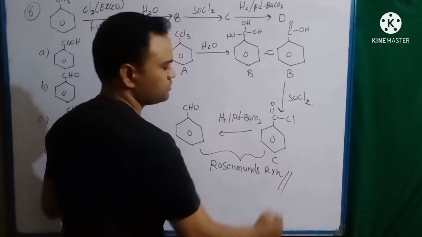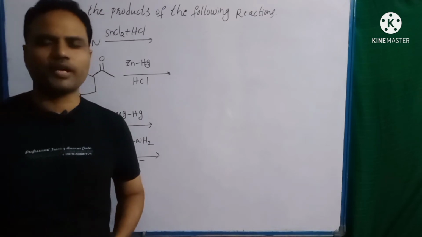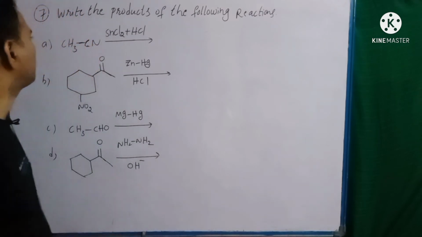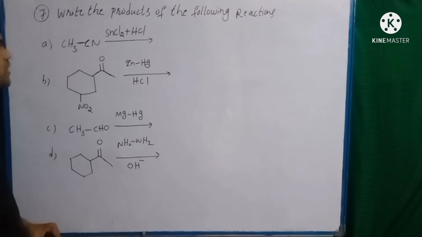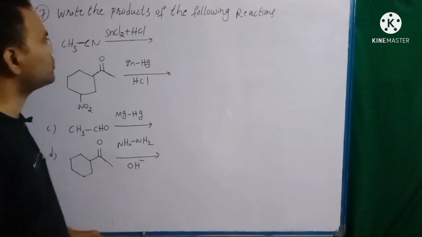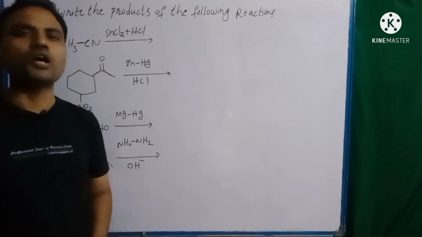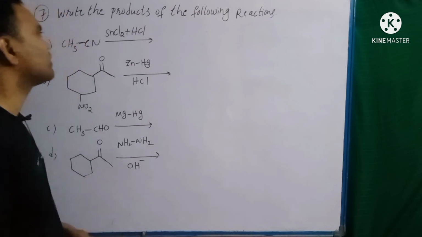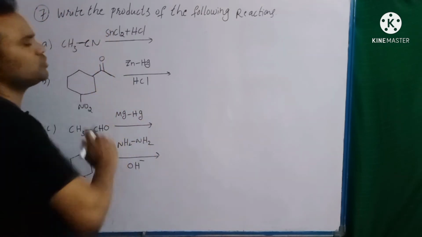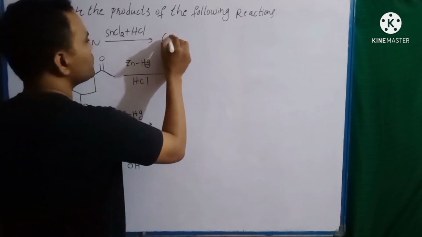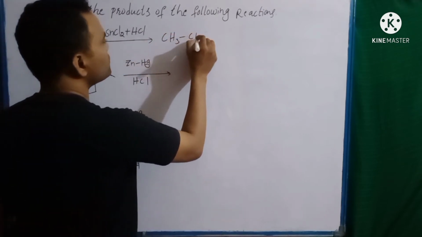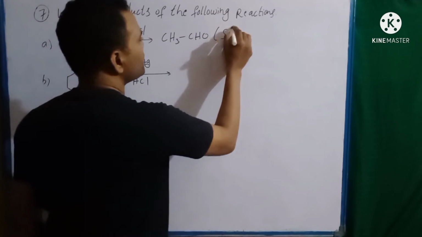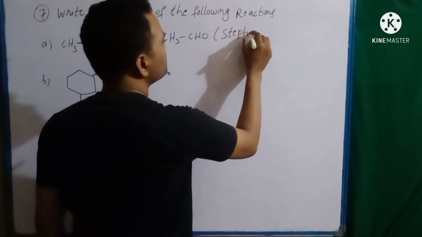Rosenmund's reaction. Let us see 7th question. Write the products of the following reaction. First reaction, cyanides on treatment with SnCl2 plus HCl produce aldehydes. This is a very famous reaction, Stephen's aldehyde synthesis. Cyanide is directly converted to aldehyde group. So the product is CH3CHO. This is Stephen's aldehyde synthesis.